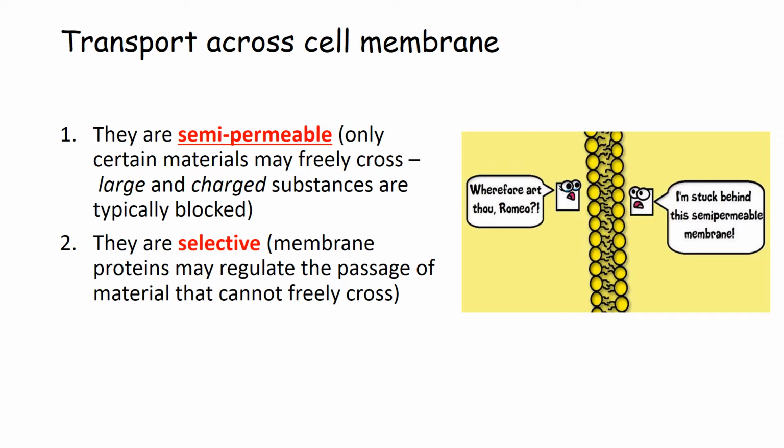When I say it is semi-permeable, I mean that it allows only certain substances to pass through freely across the cell membrane, whereas the large and the charged substances are typically blocked. And when I talk about selectivity, I mean that it has the presence of certain proteins which regulate the passage of substances which cannot cross through it freely.